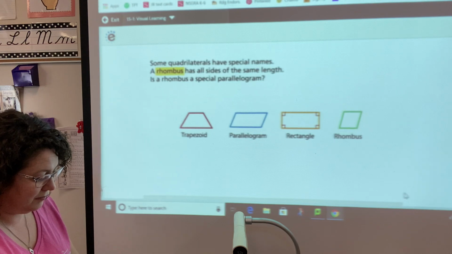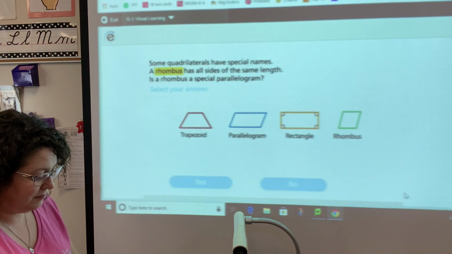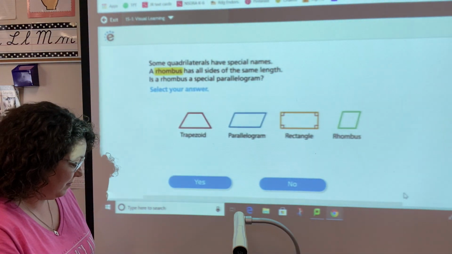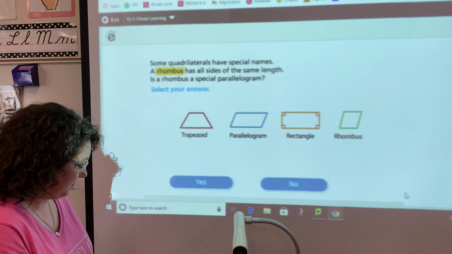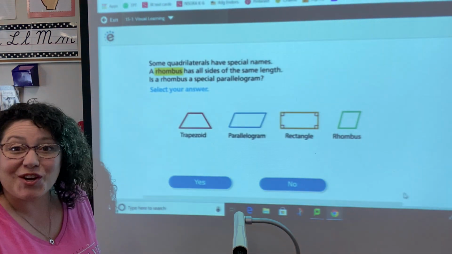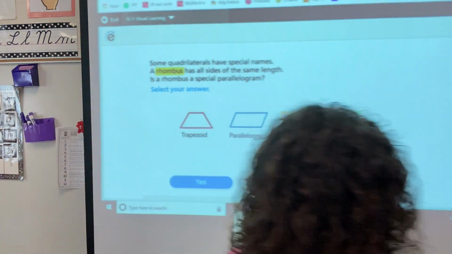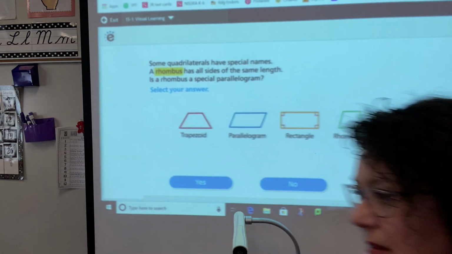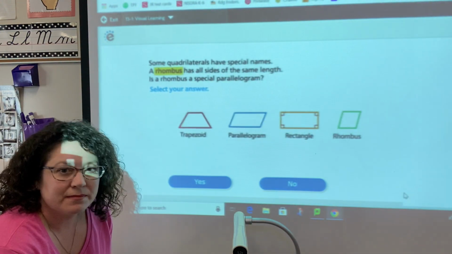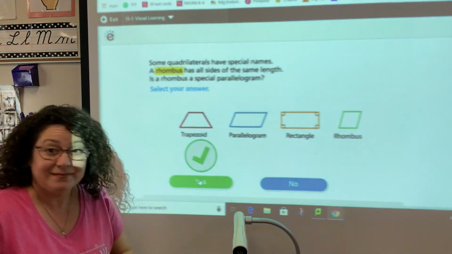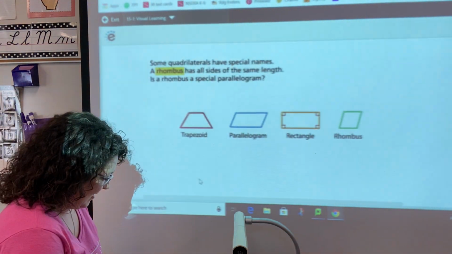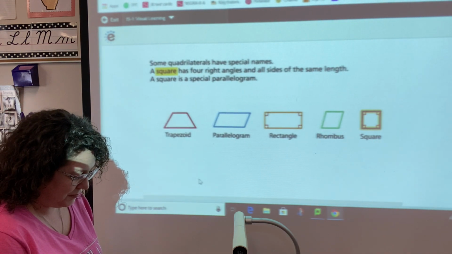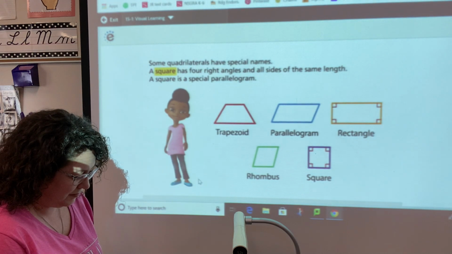Is a rhombus a special parallelogram? Select your answer. What do you think? Is a rhombus a special parallelogram? And what do we know about parallelograms? Opposite sides are the same length, right? Same length, same length. A square has four right angles and all sides of the same length. A square is a special parallelogram.